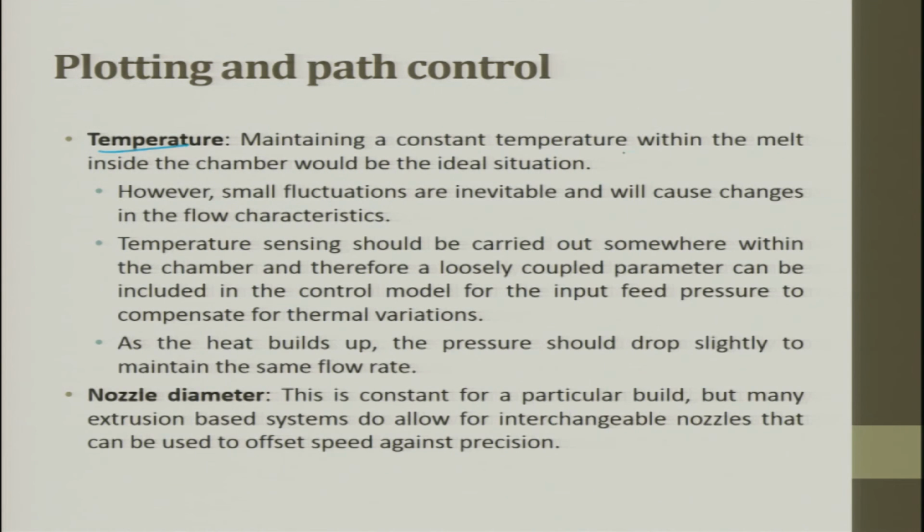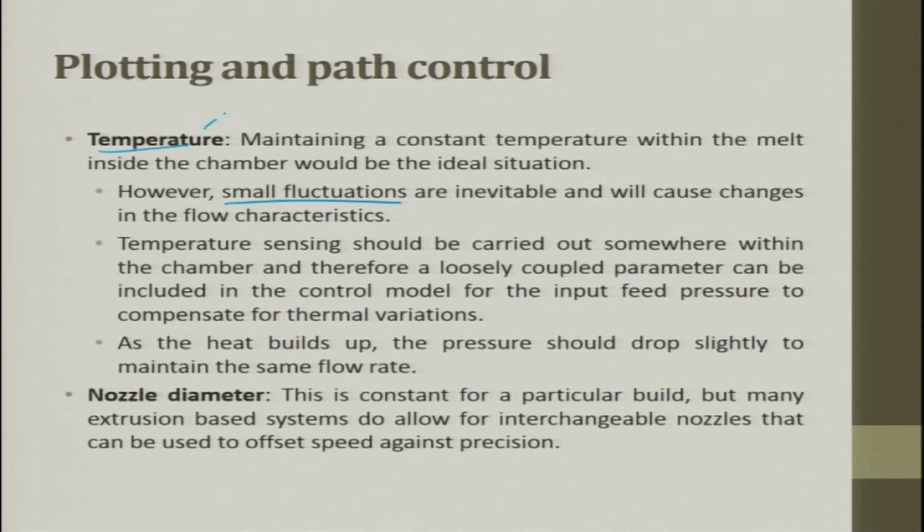Temperature: maintaining a constant temperature within the melt inside the chamber would be the ideal situation. However, small fluctuations are inevitable and will cause change in the flow characteristics. This can be because of clogging, the material property, or small fluctuations in the supply. Temperature sensing should be carried out somewhere within the chamber, and therefore a loosely coupled parameter can be included in the control model for the input feed pressure to compensate for the temperature variation.